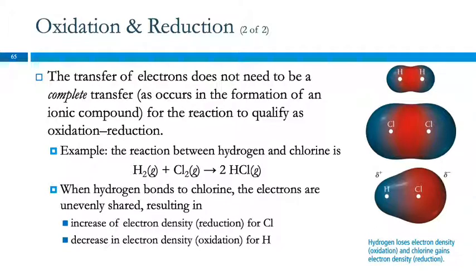So this is a shift of electron density. And so this also qualifies as an oxidation-reduction reaction. So the chlorine increases its electron density. So it gains electrons, not an entire electron, but part of an electron, and so that's a reduction. The hydrogen loses electron density, and so that's an oxidation.